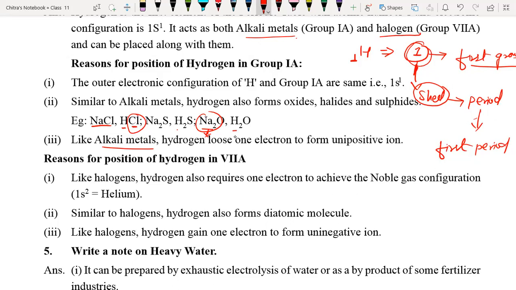So this is one of the drawbacks of the modern periodic table, that hydrogen still does not have a fixed position in the periodic table, whether it is going to be placed with first group elements like alkali metals or with halogens, means group 17. It has not been confirmed yet. That's why it is one of the drawbacks of the modern periodic table.